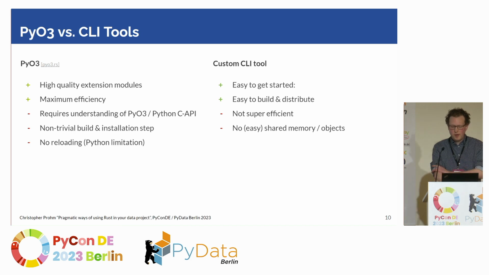When you go the CLI way, I would say it's really easy to get started. You have JSON in, JSON out, you can inspect the results, and if something goes wrong, it should be easy to figure out. It's easy to build and distribute. It's also much easier to cross-compile. Even though Rust is already great at cross-compiling, it gets even easier if you build executables, not shared libraries. However, it's not super efficient, so you clearly have performance overhead, and you also don't have shared memory or shared objects, so it's more for functional patterns: input in, output out. But you can always still refactor into PyO3 if you want to go for more performance.